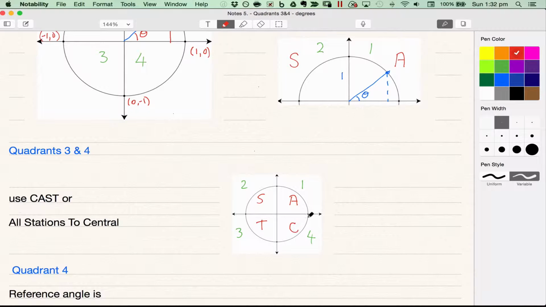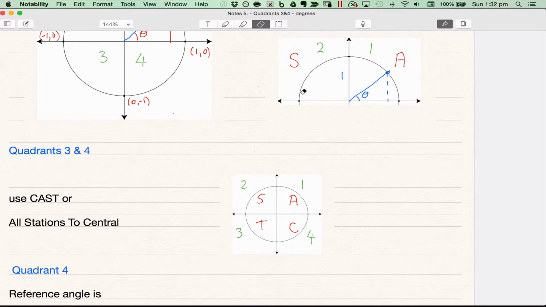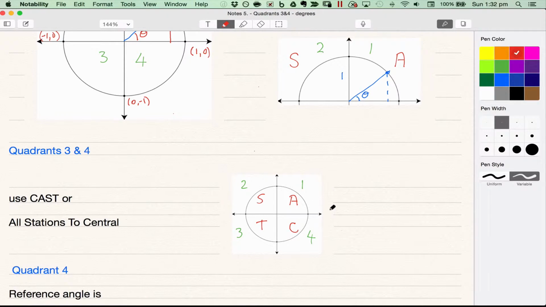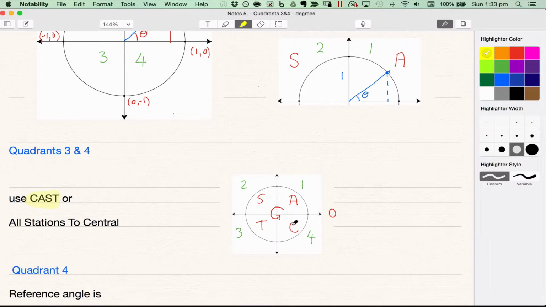Now there's a few ways to remember that. Even though we start at 0 degrees here and go up and around this way, put that arrow in to remind you which direction we're heading. If you start from here with the letters, it makes a word, C-A-S-T, and I've highlighted that here for you. Some people find it easy to remember that. You just need to remember to start in quadrant 4.